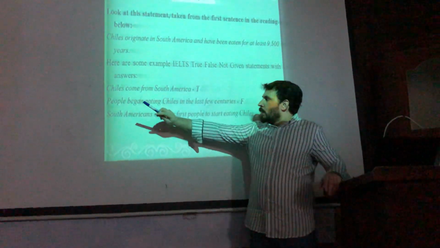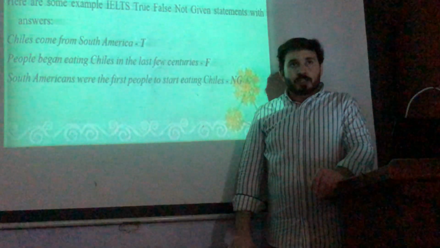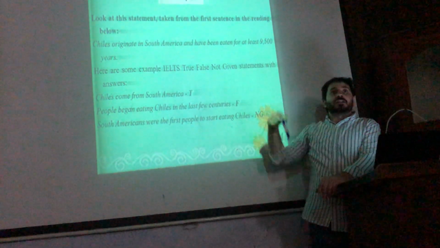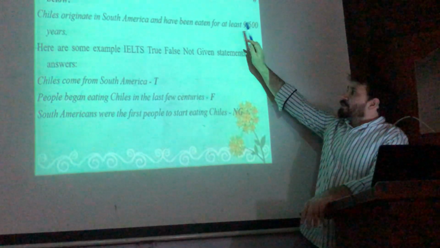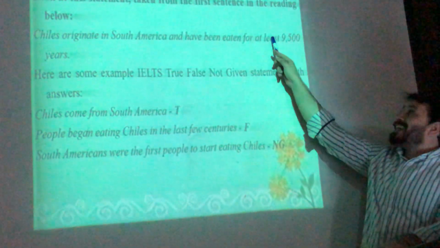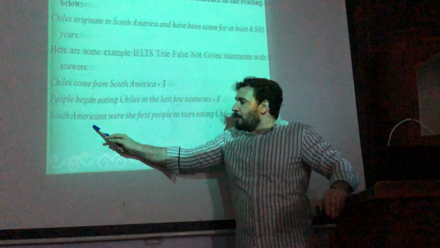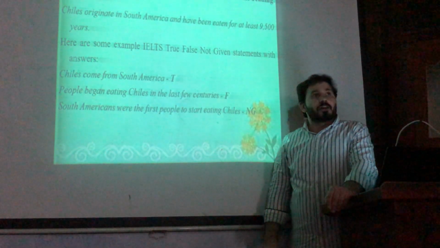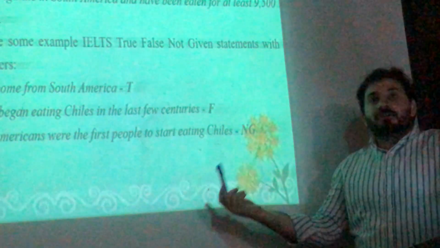Now look at the second one. People began eating chilies in the last few centuries. In the last few centuries. And what have they written here? For at least 9,500 years. So there is an opposite meaning. From here we can understand this is false. Why? Because they say few centuries, and they say for 9,500 years. So this is false. Next. South Americans were the first people to start eating chilies. Is this true, false, or not given? It's not given. Why? Because we do not understand whether they were the first or not.